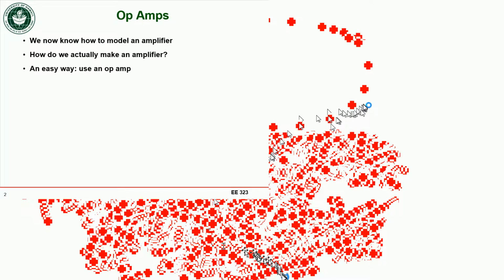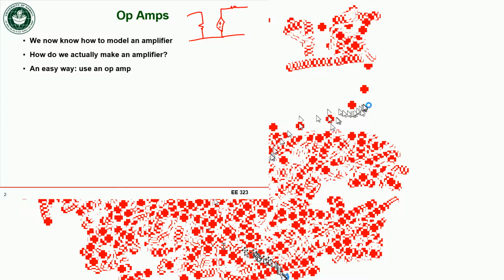Okay, so like I said, now that we know how we can model an amplifier, we still don't know how to actually make one. Because, for example, the voltage amplifier model, I have a resistor there, I have a dependent voltage source, and another resistor here. But I don't know how to actually make it. How do you make a dependent voltage source? We've never learned that, so we don't actually know how to make an amplifier. But you can make an amplifier using an op-amp.